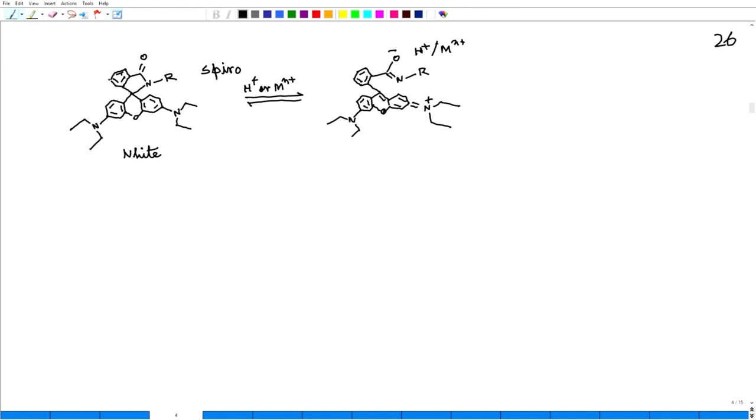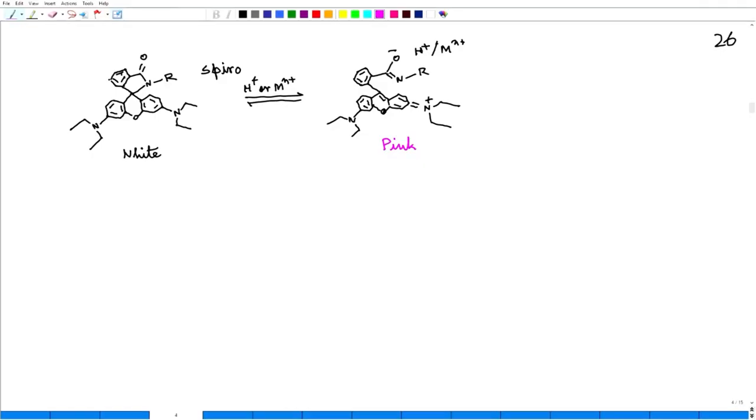So, what are the changes? The spiro bond breaks and it is reversible. In basic condition, it is a white color and the spiro bond will again form. In absence of a metal ion, if I put just acid, or remove the metal ion and then make it basic, it will come here. And this color is pink. Color is pink of this material. And see this elongated conjugation. This is very high fluorescence.